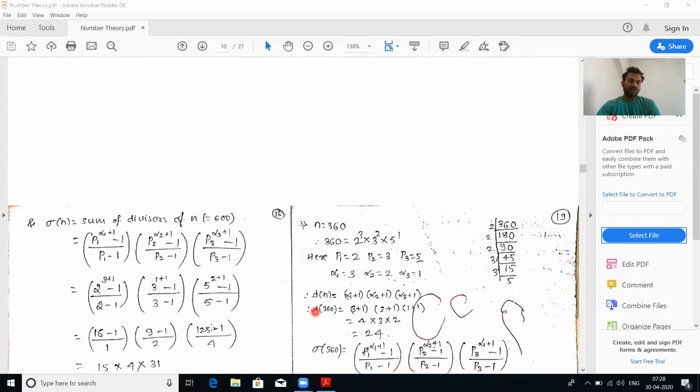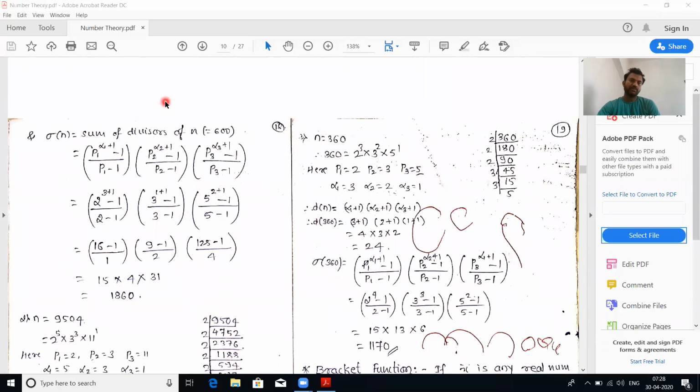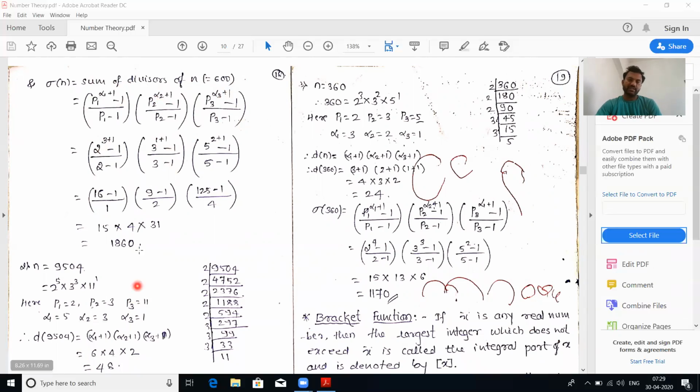Now we will see what the sum of all those divisors is. That is sigma n, the sum of divisors of n, where n is 600. The formula is p1 raised to alpha 1 plus 1 minus 1 divided by p1 minus 1, into p2 raised to alpha 2 plus 1 minus 1 divided by p2 minus 1, into p3 raised to alpha 3 plus 1 minus 1 divided by p3 minus 1. Substituting the values and simplifying, we get 1860.